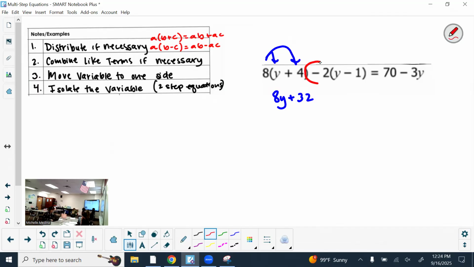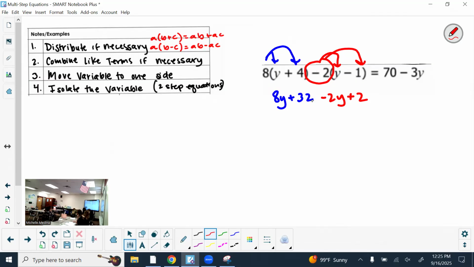This is a -2. So a common mistake is some students will just multiply this by 2. You always keep the sign that's in front of each term and consider it when you're multiplying, adding, whatever the case. So I'll be multiplying a -2 by these. So Lila, what's -2 times y? -2y. Okay, good. Kaylee, what's -2 times -1? Good, a +2, so I'm going to write +2 here. And that is me distributing.